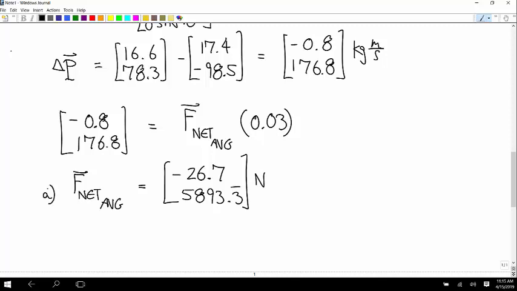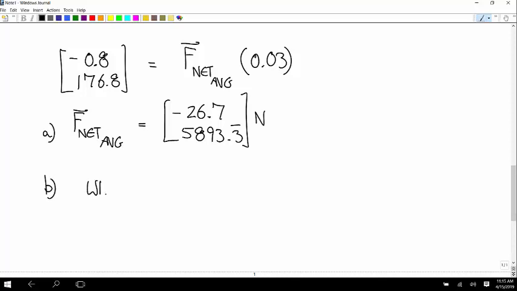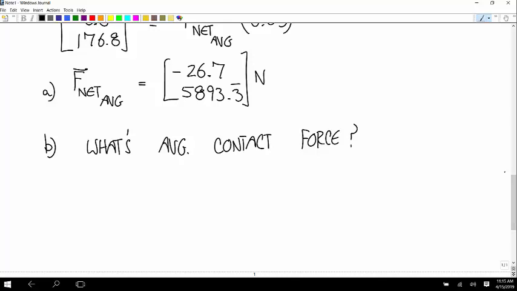So that's part A. And then part B, it says, what's the average contact force? Well, the idea here is now we're just going to split up the net force into individual forces. If you think of this ball during the impact, there's a downward force, the weight. It has a mass of 10, so this is a downward force of 98.1 newtons. And then there's a contact force, I'll call that FC. And the net force is just the sum of all the forces.